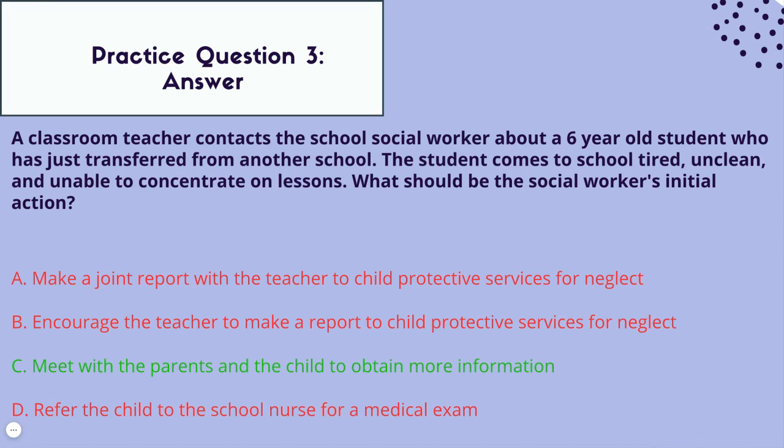Maybe they are having trouble with housing. Maybe they are having financial trouble, and we would be able to connect them to services. So we always want to make sure that we don't make assumptions. We want to collect more information, and hopefully by doing this, we could obtain more information. But at this point, we do not have enough information to make a report for child neglect.